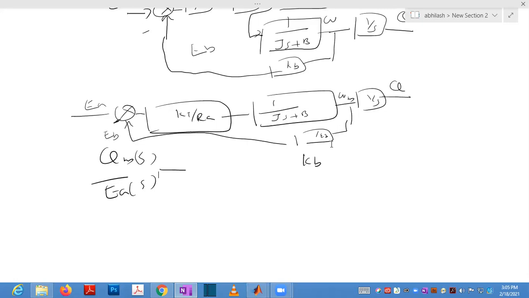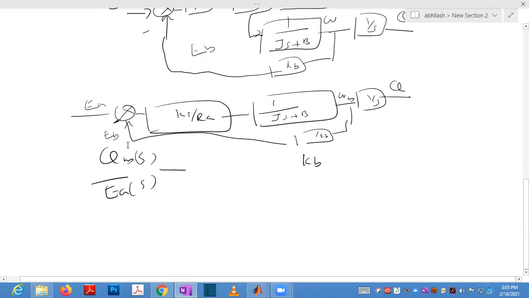So one is generating action and another one is motoring action. When motoring action is happening, the generating action will oppose it. That is called a naturally happening feedback. That is why it is called back EMF. So this one is the open loop transfer function.